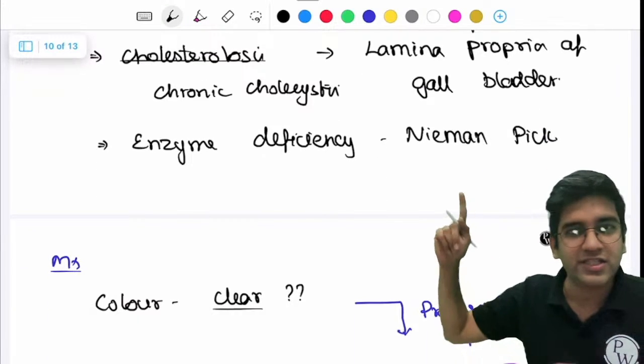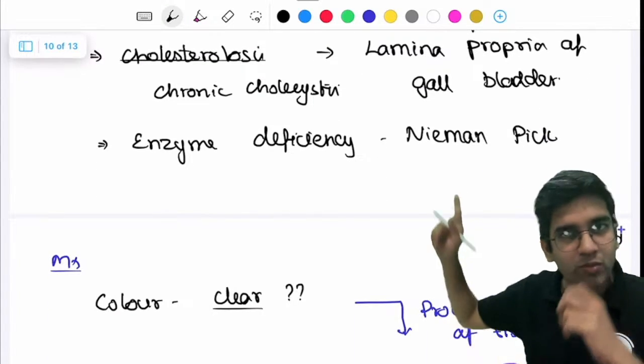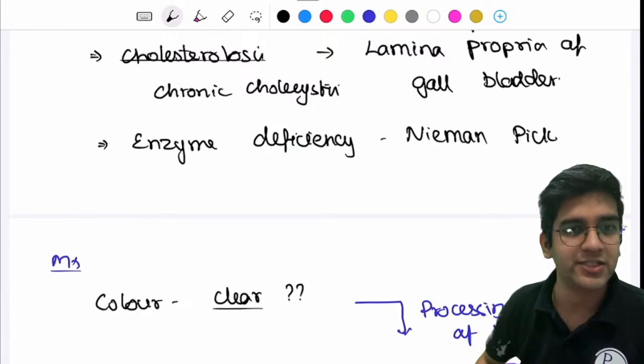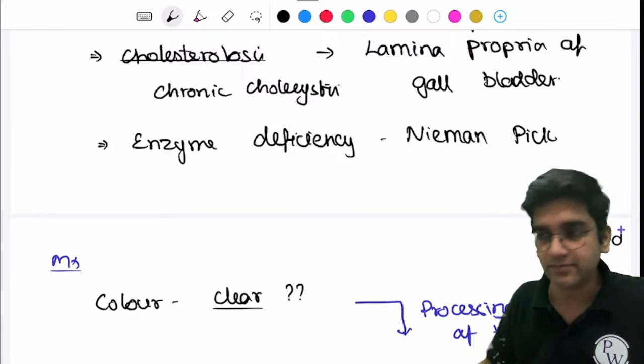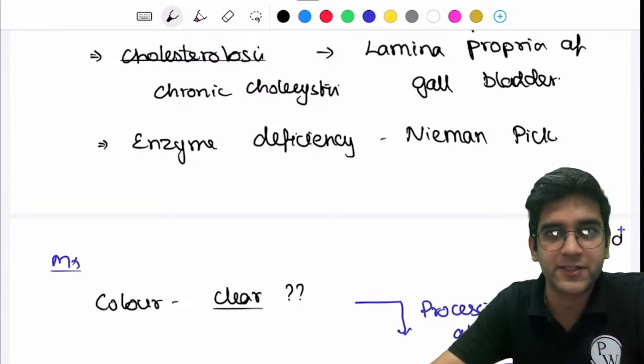Last but not the least, just for a genetic defect: what enzyme is defective in Niemann-Pick disease?